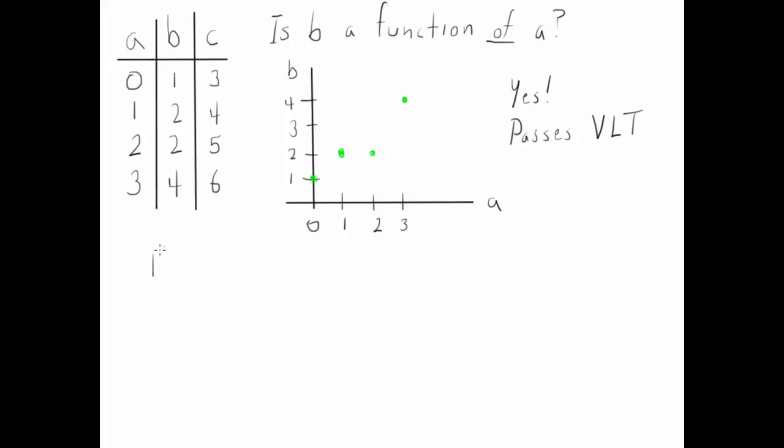Let's ask a different question. Is C a function of B? Again, let's try answering this by drawing some axes. And now, notice what's happening here. What follows the of is B. That means it's going to be on the horizontal axis, and C is going to be on the vertical. Again, we'll plot some points.